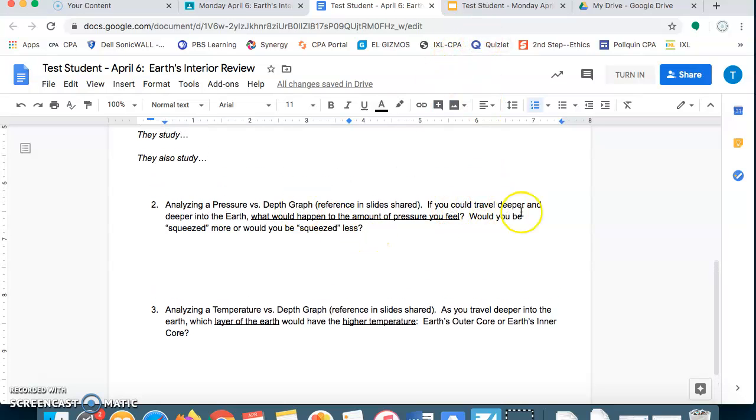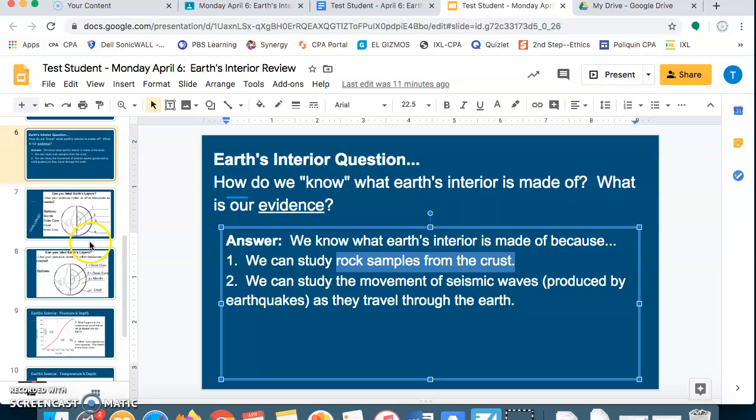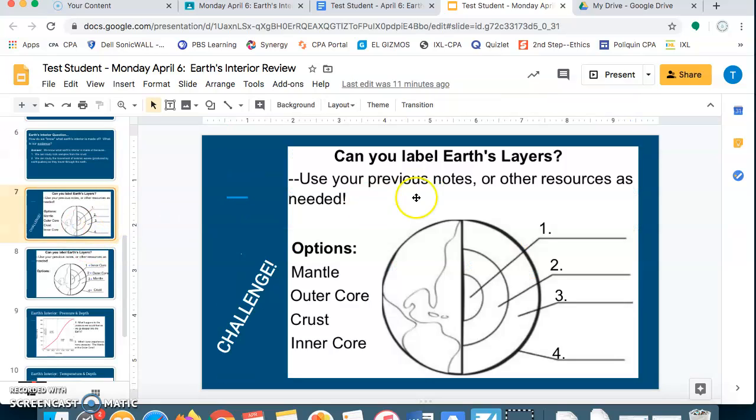Okay, so if you could travel deeper and deeper into the Earth, what would happen to the amount of pressure you feel? Would you be squeezed more or would you be squeezed less? Maybe you remember this, maybe you don't. So let's check. Oh, here's a quick review. Didn't include it in the sheet, but can you label Earth's layers? I bet you can. If you're not sure, check the next slide for the answers.